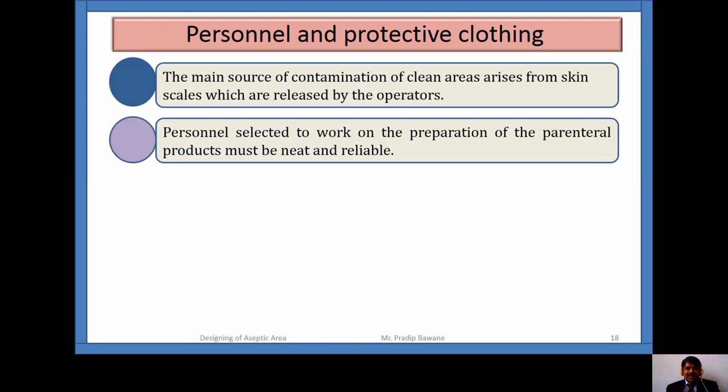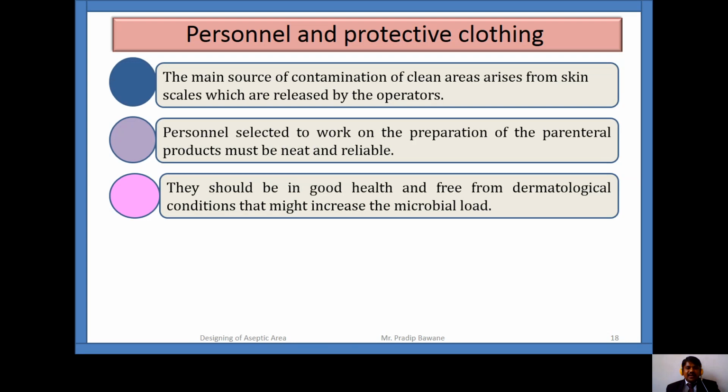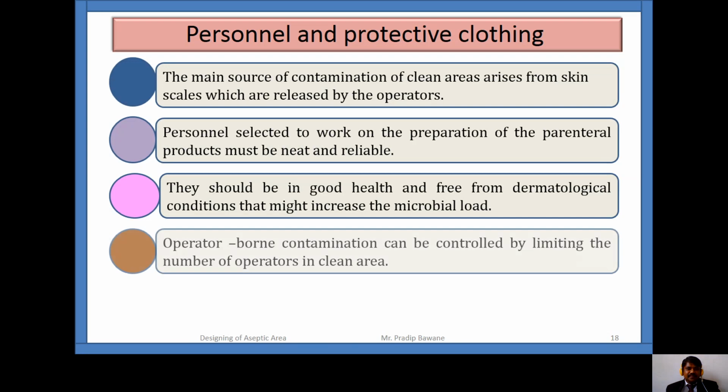Second, personnel selected to work on the preparation of parenteral products must be neat and reliable. They should be adequately trained to handle the equipment in the aseptic areas. They should be in good health and free from dermatological conditions that might increase the microbial load. As I told, during the selection process, we have to check whether the person has any sort of allergic diseases or dermatological conditions. Such personnel are not selected to work within the aseptic areas.